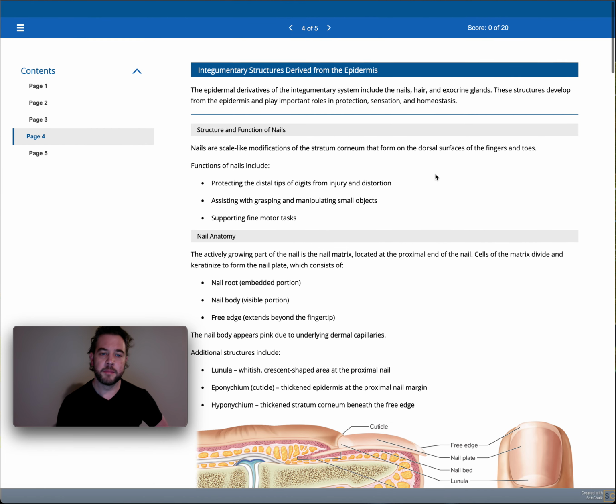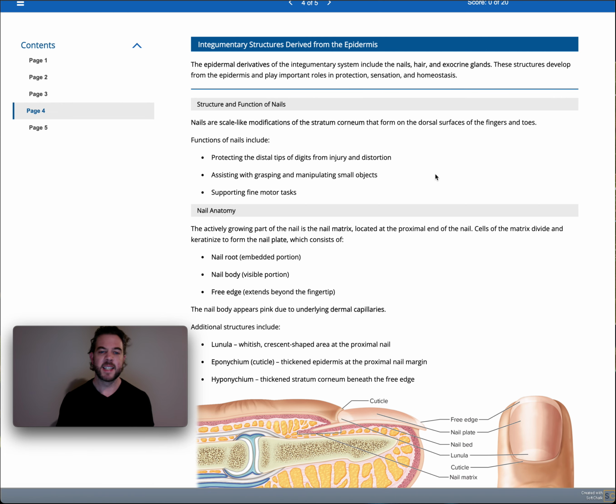So starting with nails, I love this, scale-like modifications of the stratum corneum. Nails and claws, the difference, by the way, nails cannot retract, claws can retract. So cats have claws, and dogs have nails because they can't retract those. We have nails because they're non-retractable. Some functions, protecting the distal tips of your fingers.